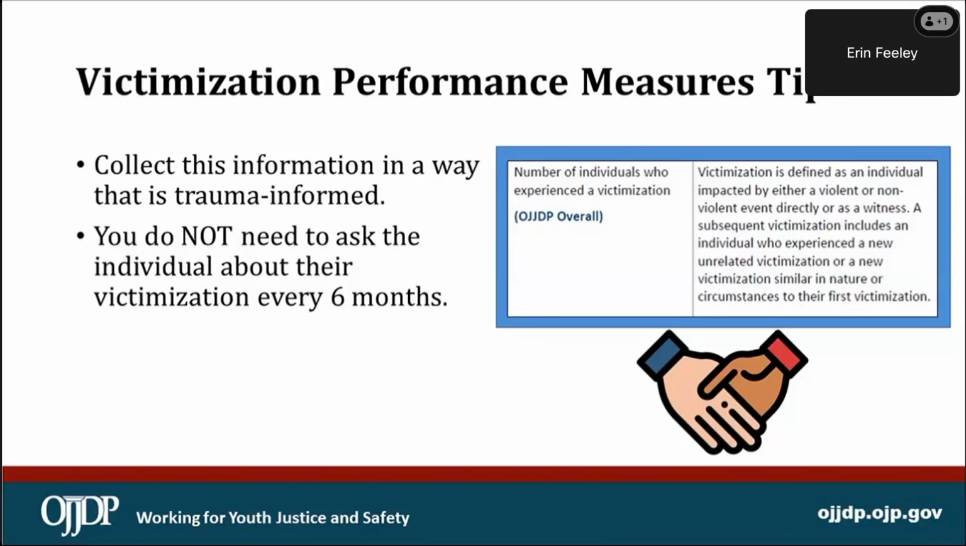Consider all options, and please remember you do not need to ask an individual about victimization every 6 months. This should be data that you can find from individuals as they choose to report it, or from parents, caregivers. There can be a variety of sources that your team can collaborate on to collect this data.